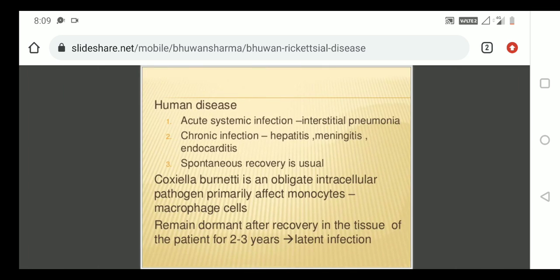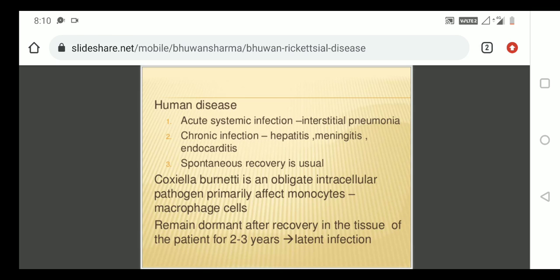Then the human disease classification has three sections. First one is acute systemic infection, that is interstitial pneumonia. Second one is chronic infection, that is hepatitis, meningitis and endocarditis. Third one is that spontaneous recovery is usual. Here interstitial pneumonia can progress to chronic infection like hepatitis, meningitis, endocarditis. And if you want to give treatment, you should give the treatment for the recovery.